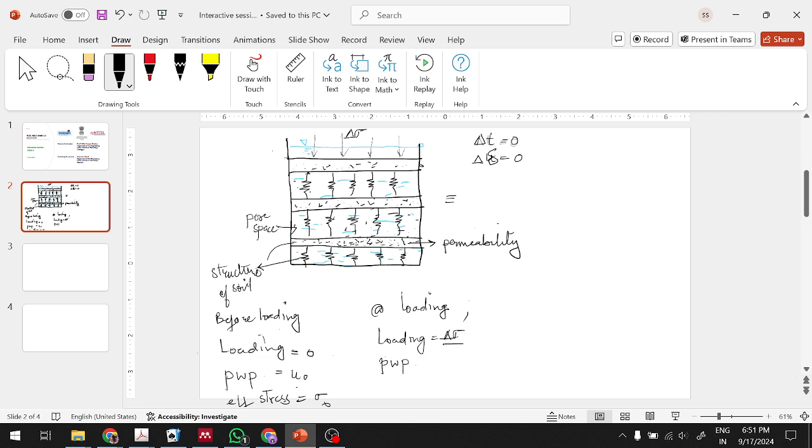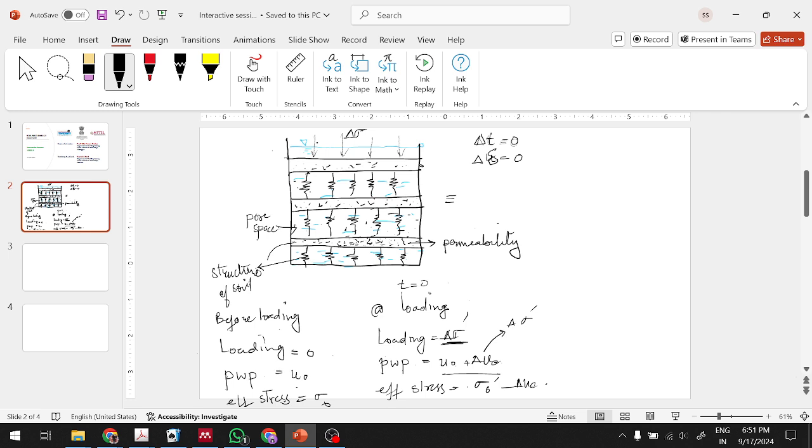The whole of this loading will be taken by the water itself at t equals 0. So pore water pressure will become U naught plus delta UE, which is equivalent to delta sigma dash at t equals 0. And effective stress will change because U is changing, but not the total stress. Let me say this would be sigma naught dash minus delta UE.